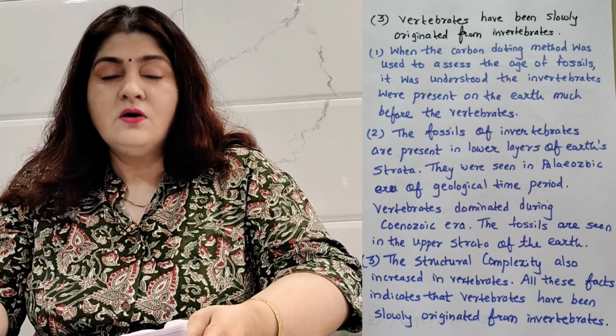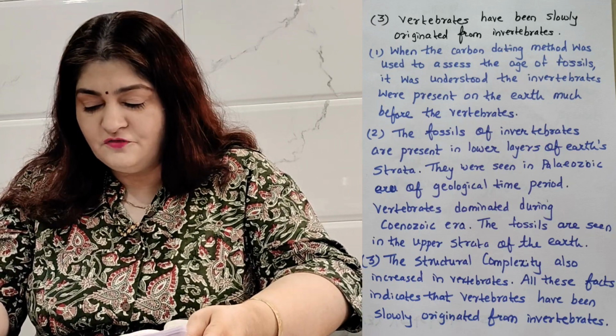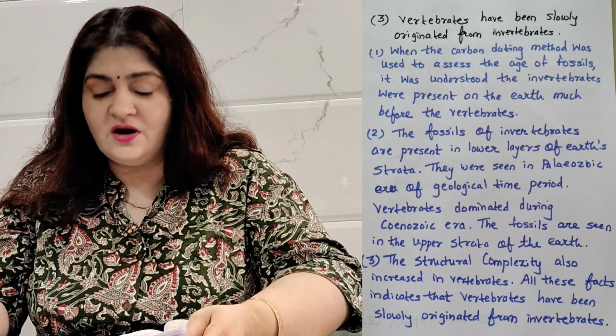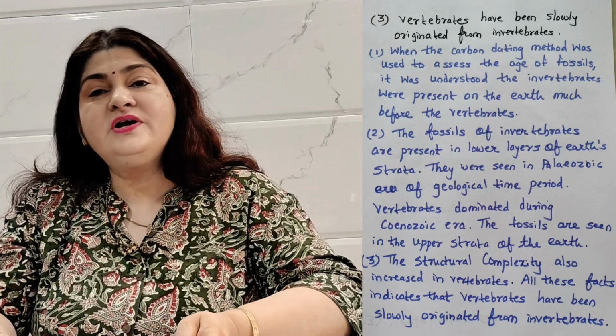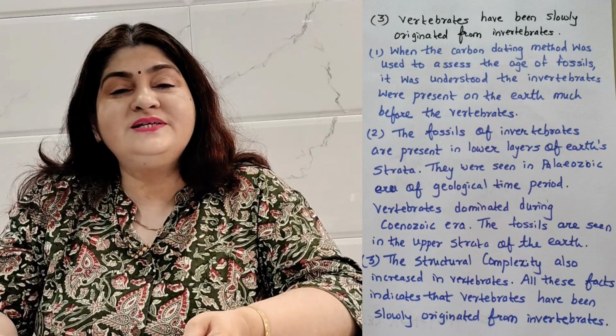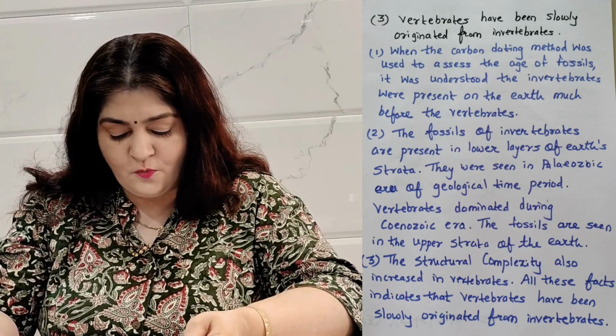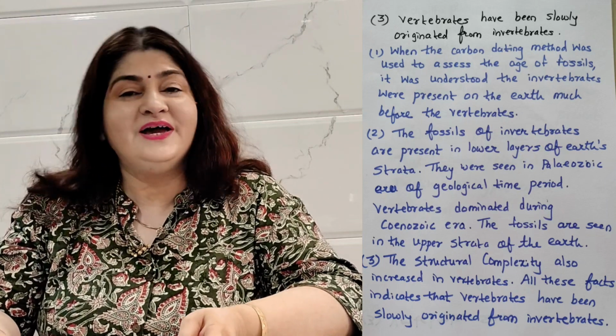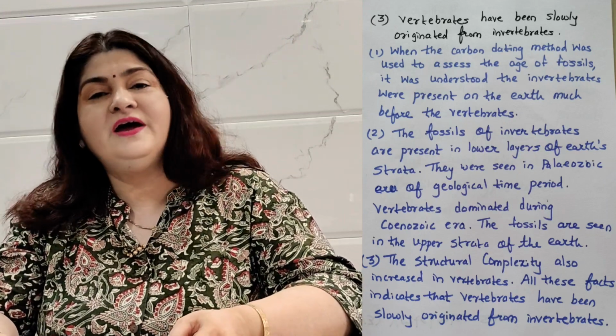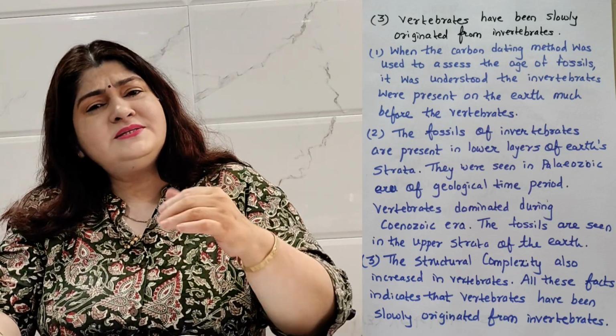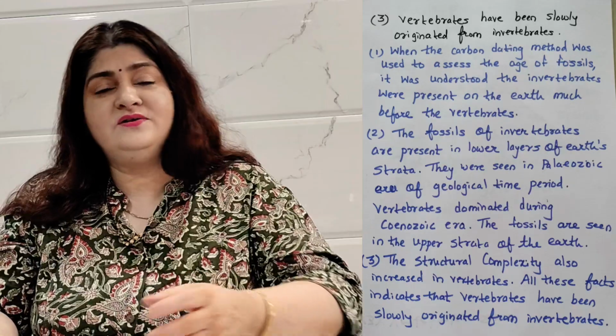वर्टिब्रेट्स डोमिनेट सीनोजोइक एरा, द फॉसिल्स आर सीन इन अपर स्ट्रेटा ऑफ द अर्थ. द स्ट्रक्चरल कॉम्प्लेक्सिटी इज ऑल्सो इंक्रीज्ड इन वर्टिब्रेट्स. All these facts indicate that vertebrates have been slowly originated from invertebrates. So, सबसे पहले अर्थ पर invertebrates आए और उनमें से ही vertebrates क्या हुए, originate हुए.